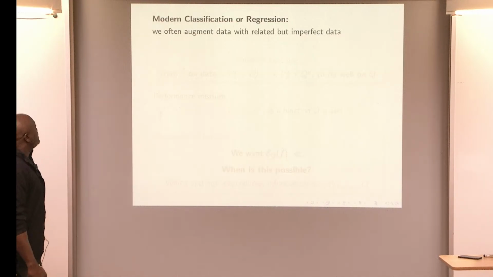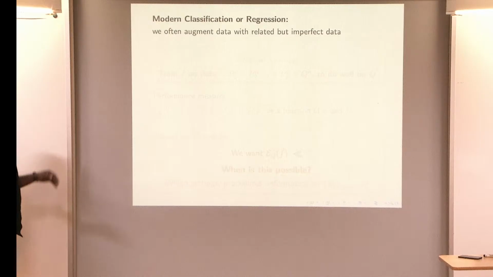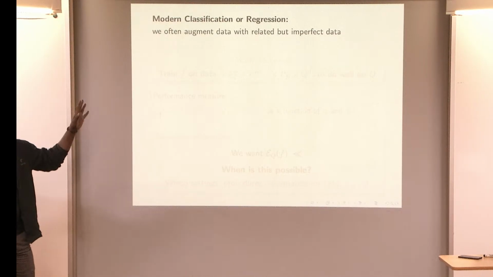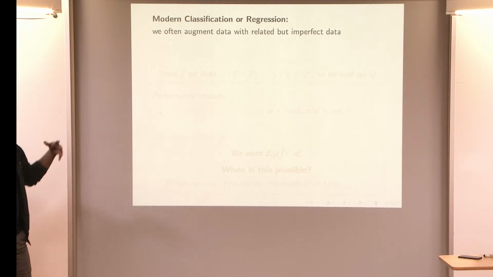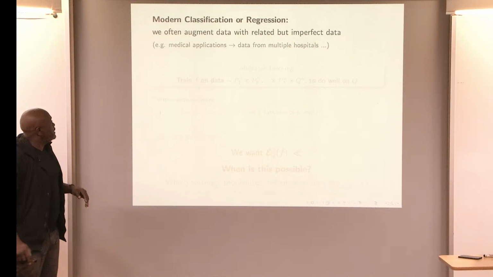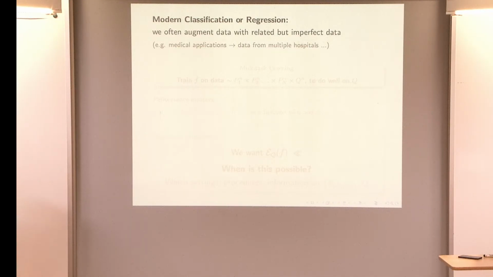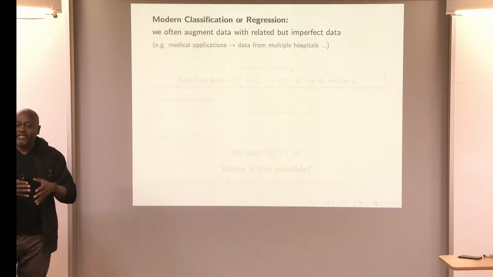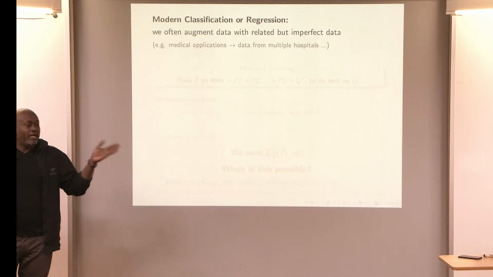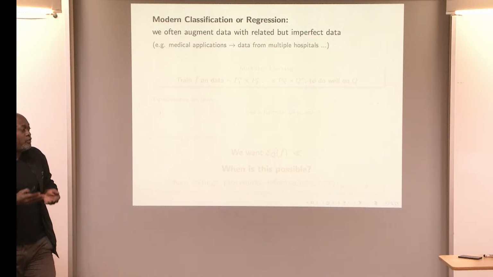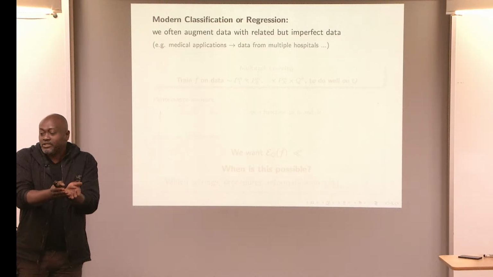All right, so what is the talk on? Modern classification or regression. We often, and I don't need to convince anyone here, we often now augment perfect data with related imperfect data. And that's the whole point. Medical applications, all sorts of applications where you just don't have enough good data, enough perfect data, and you need to take into account a lot of other data from other sources that you hope are related somehow, and you hope will help you improve regression or classification on your target task.